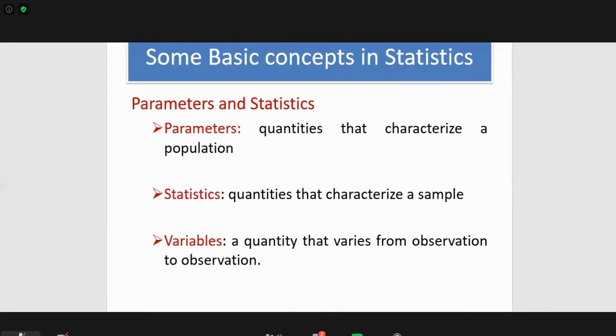Okay. Then we have variables. By variables, we mean the things which keep on changing. By change, we mean if student 1 has a height of 160 centimeters, then the second student will have a different value for the height. The third student will have some other value for the height. So these we call variables, which keep on changing.